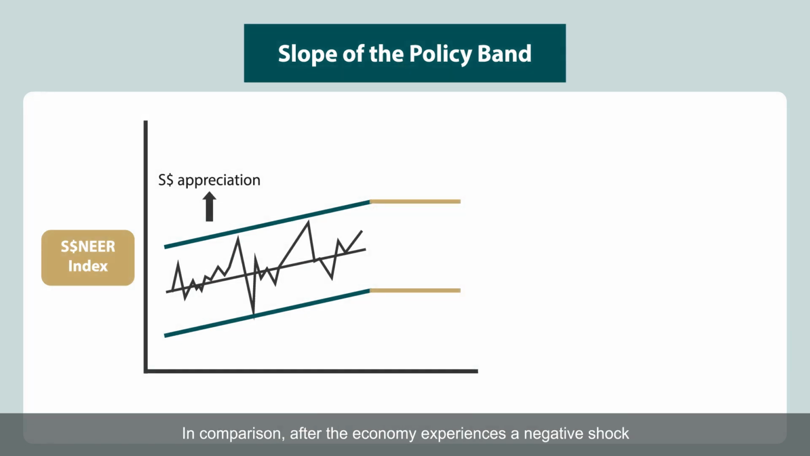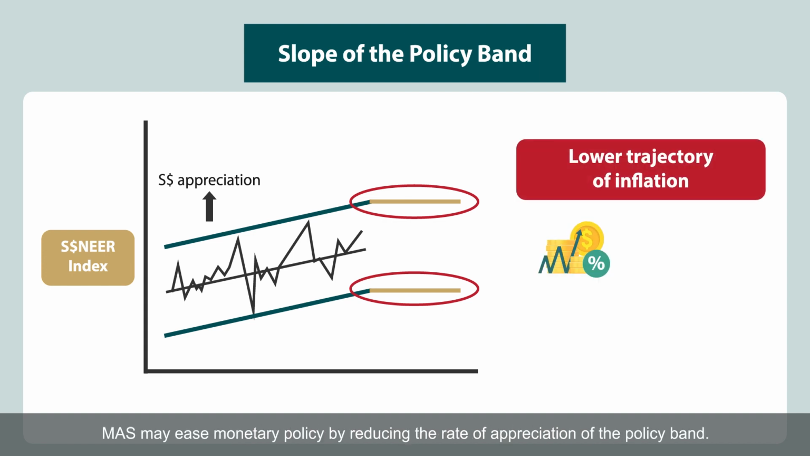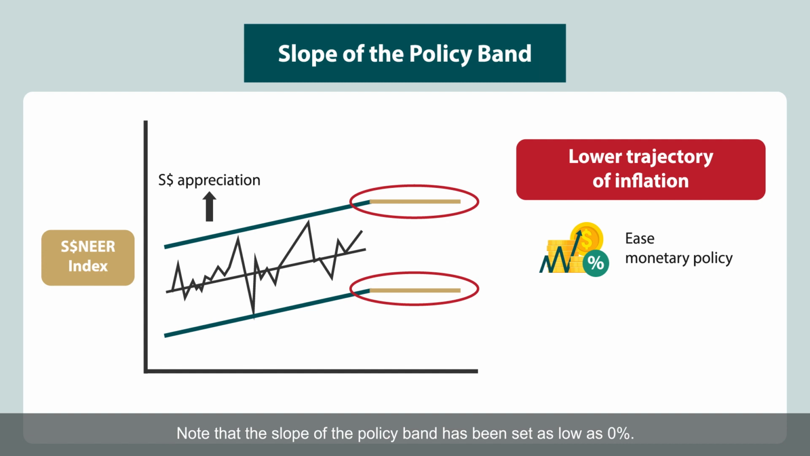In comparison, after the economy experiences a negative shock that results in a lower trajectory of inflation, MAS may ease monetary policy by reducing the rate of appreciation of the policy band. Note that the slope of the policy band has been set as low as 0%.